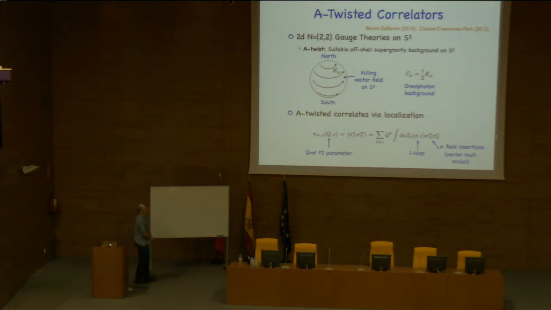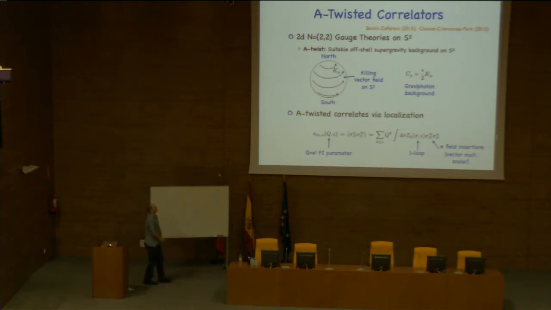We are interested in a particular kind of correlators, namely the so-called A-twisted correlators. So we want to study these gauge theories on a curved space, namely on a sphere. In particular, for projecting on these A-twisted correlators, we also allow for a certain off-shell supergravity background of the following type. On the two-sphere, we have a Killing vector field K^μ, and the two-dimensional gravity multiplet consists of two graviphotons, and one of them we give an expectation value which is proportional to this Killing vector field, with a proportionality constant.